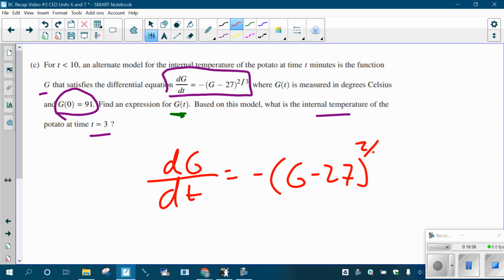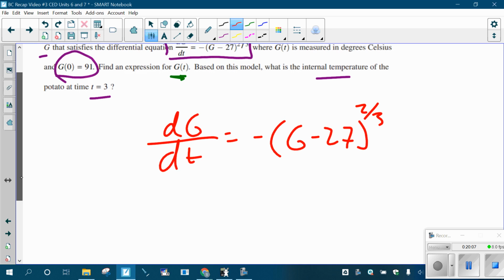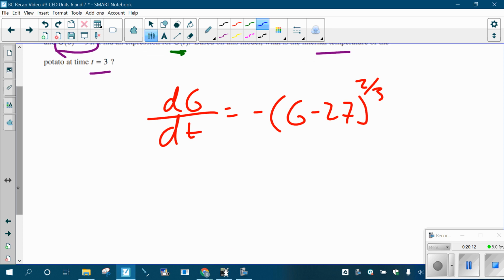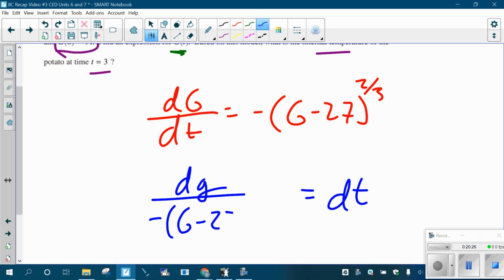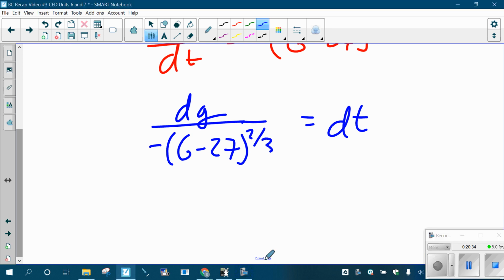What is the first step to solve a differential equation? Separate the variables. Yes, separate the variables. You must separate the variables. What that means is get all the t's on one side with the dt and all the g's on one side with the dg. So I'm going to have the dt over here, and I'm going to divide this over here to get this. Separated the variables. Now I'm safe to integrate both sides.